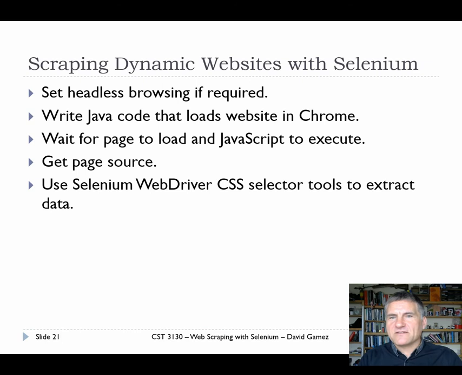So find a value that seems to suit you. And if you're going into production, maybe you want to set that a lot longer just to be on the safe side, yeah? So you wait for it to load, wait for the JavaScript to execute. Then you can extract the page source from the current document object model, the one that's been modified by the JavaScript. And then the Selenium WebDriver has some very nice CSS selector tools, just like JSOUP has selector tools, that will let you pick out different parts of the page.